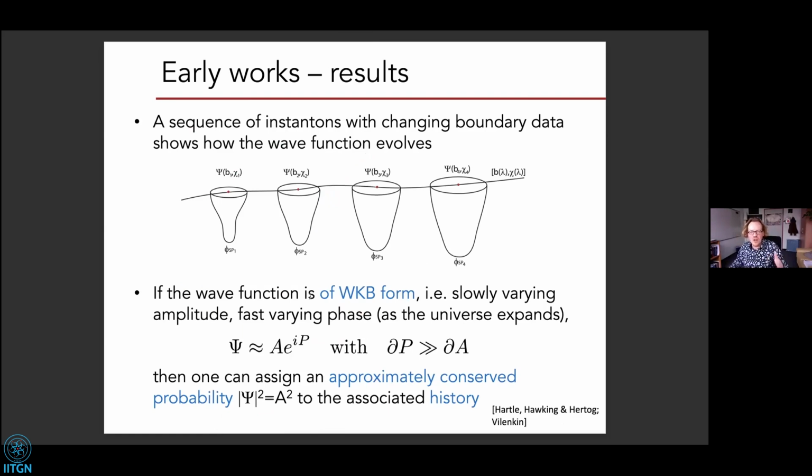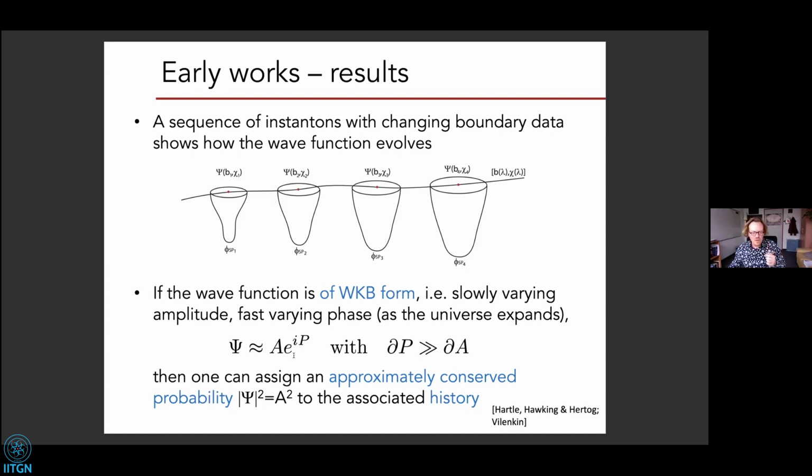Then, in order to actually describe how the universe evolves, one would calculate a sequence of such wave functions with different final conditions, so that, with final conditions where the universe gets larger and larger, for instance. And then if the wave function, as you vary these final conditions, is of WKB form, meaning that it has a very fast varying phase and a very slowly varying amplitude A, then you have a semi-classical wave function which actually describes an approximately classical universe. And in this way, you actually predict that certain histories describe classical universes. Because with a wave function in general, it is not guaranteed that the universe will be classical at all.